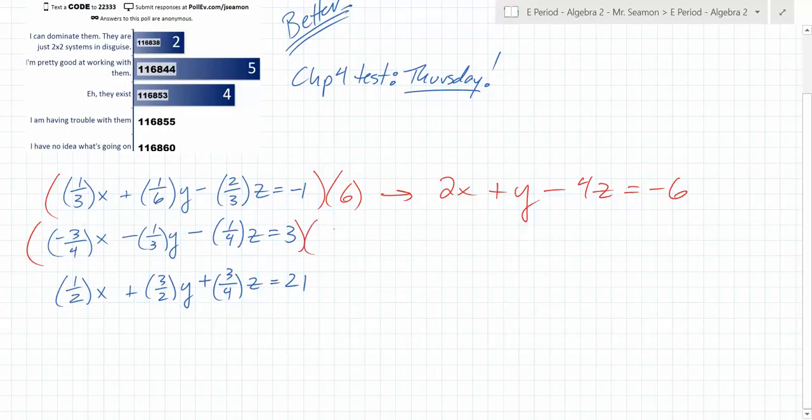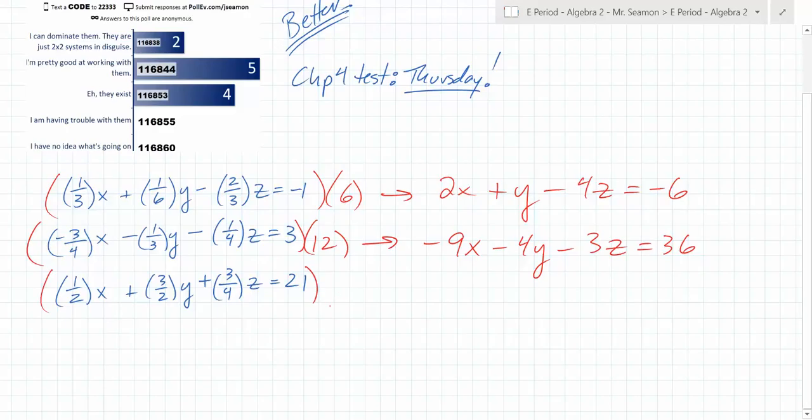What should I multiply the next one by? Someone else, someone different. Tell me. Milo. 12 is perfect. If I multiply that by 12, I end up with negative what? Negative 9x minus 4y minus what? 3z is equal to what? Is equal to 36.